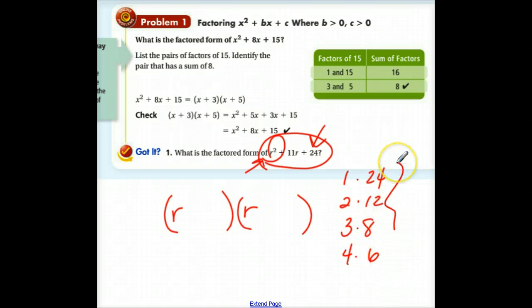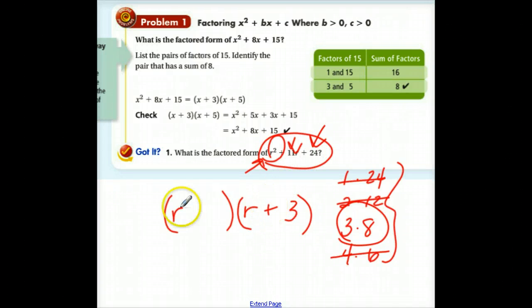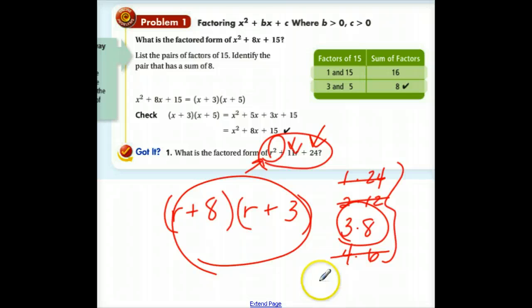Now, between these four choices, which one adds up to 11r? Or 11. Well, this one doesn't. 12 plus 2, nope. 6 plus 4 is 10. 8 plus 3 is 11. So positive 3 times positive 8 equals 24, and positive 8 plus 3 is 11. Here's our factored form.